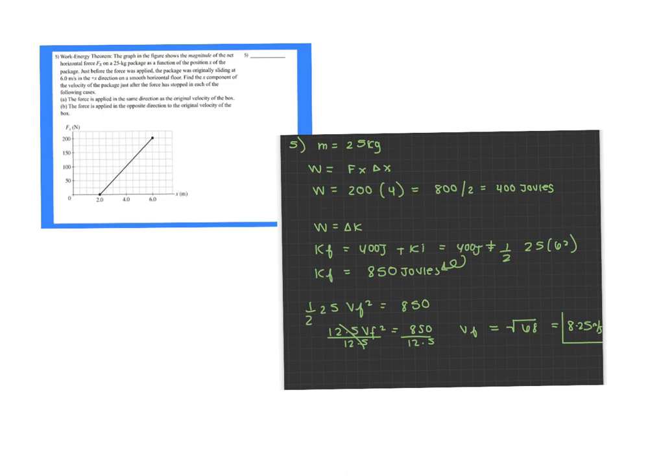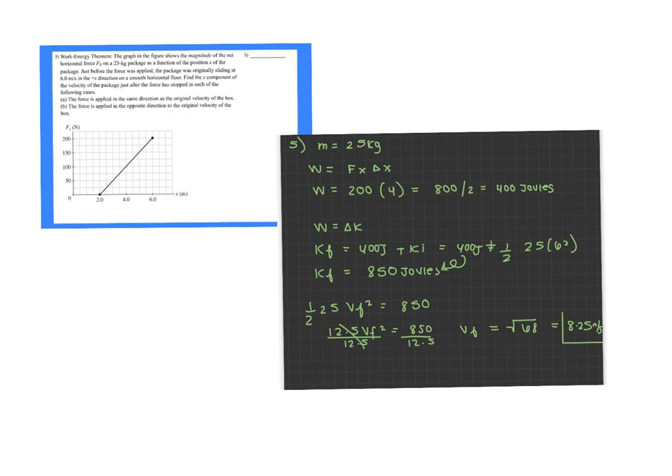We know the mass is 25 kilograms, and we're first going to find the work. So the work is the force times displacement of x, which we can see here is 4, based on 6 minus 2 as the displacement. 200 times 4 equals 800, and since it's a triangle, we divide it by 2, which is 400 joules. Now that we have that information, we have to find the change in the kinetic energy.